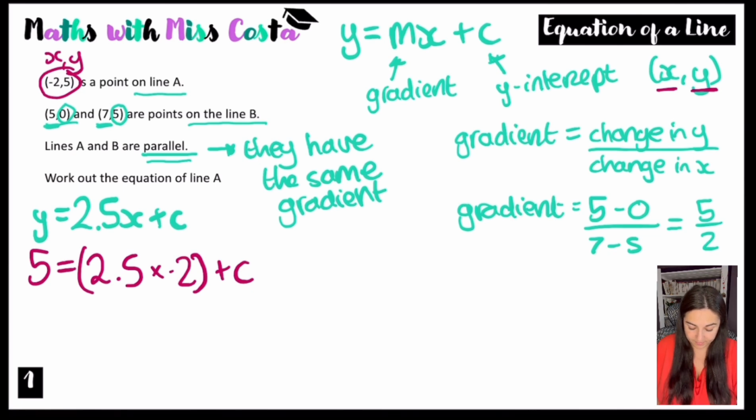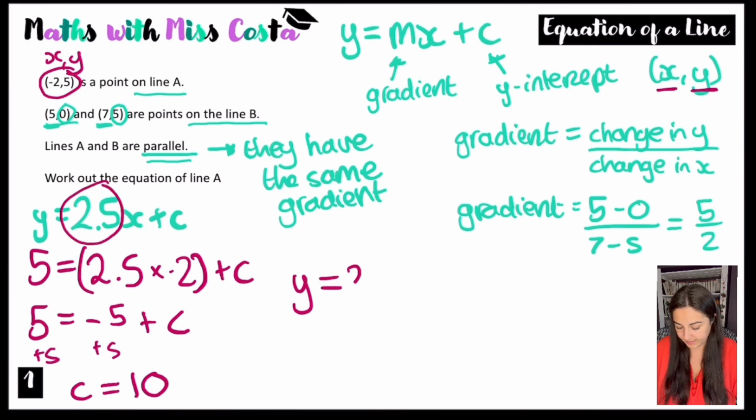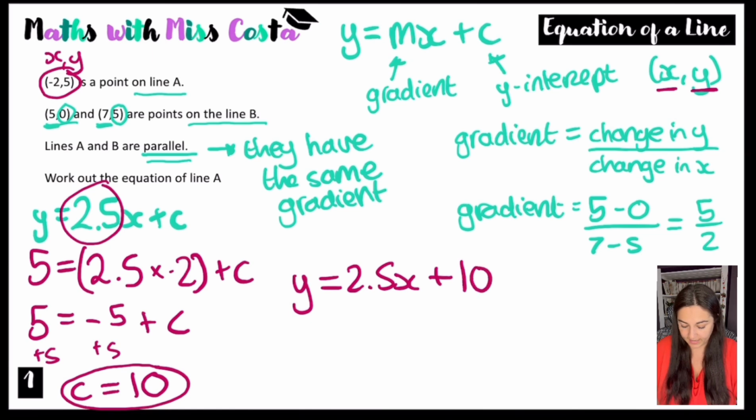Let's simplify it. 2.5 times -2 is -5. So you're left with 5 equals -5 plus c. How can we figure out what c is? Add 5 to both sides of the equation. So c is 10. And therefore, you've got the equation of your line. You know that y equals the gradient, 2.5, x plus the y-intercept, which we've just figured out is c. So the equation of line A is y equals 2.5x plus 10.